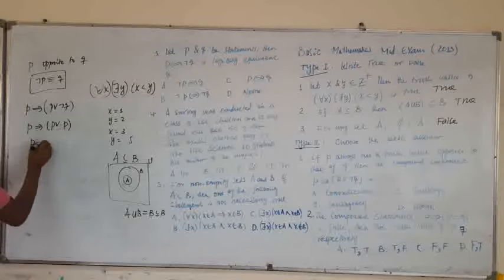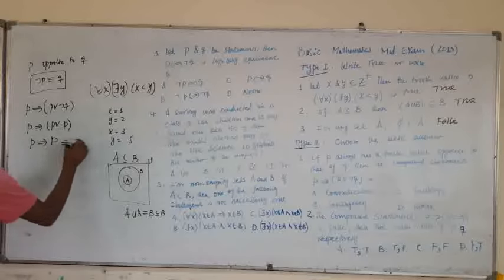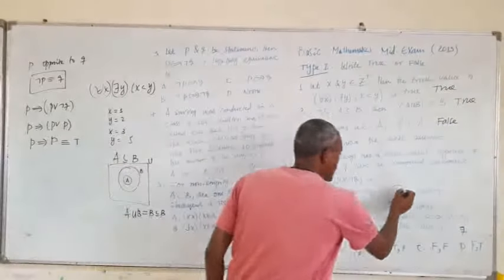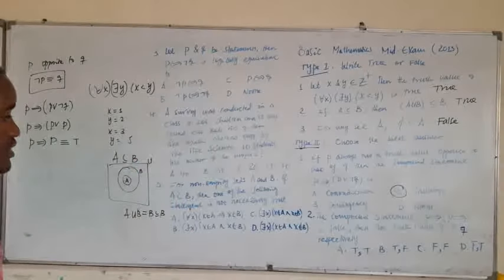So P implies P, where P or P is P itself. So P implies P is always what? P implies P is always true. Therefore it's a tautology. So P implies P is always true.